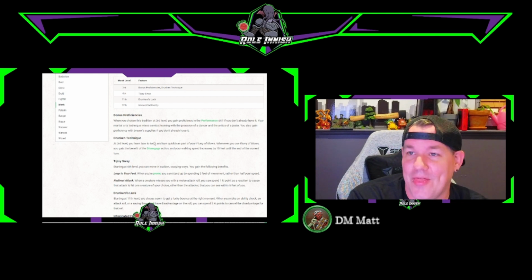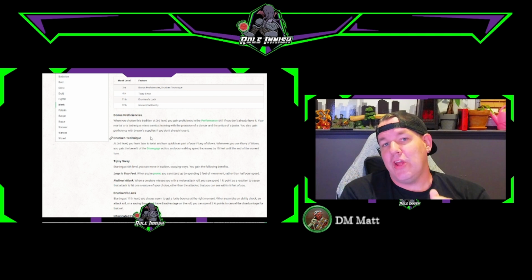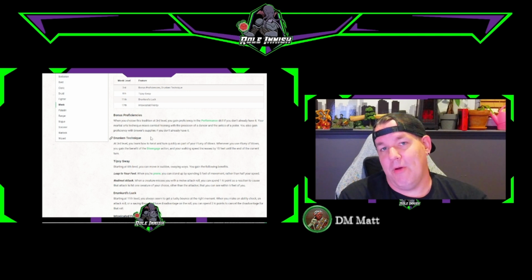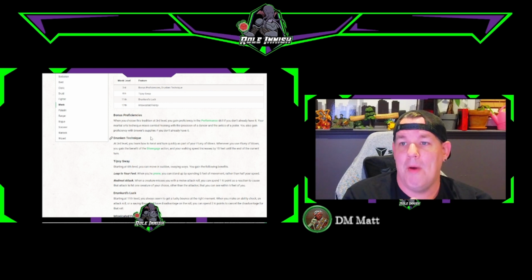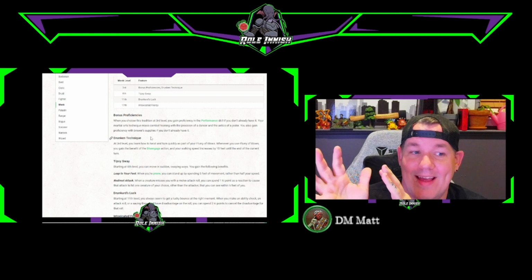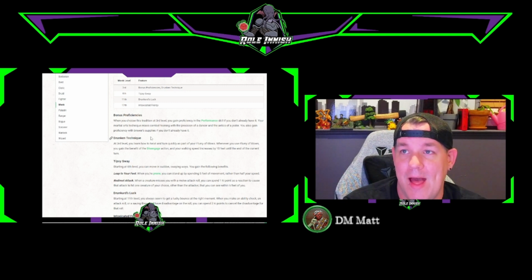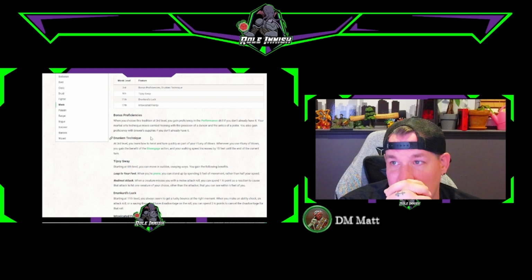Drunken technique at 3rd level, you learn how to twist and turn your body as part of your Flurry of Blows. So whenever you spend ki points as a bonus action to do Flurry of Blows, typically that's 2 unarmed strikes, whenever you do that as a Way of the Drunken Master, you gain the benefit of Disengage, and your walking speed increases by 10 feet until the end of your current turn.